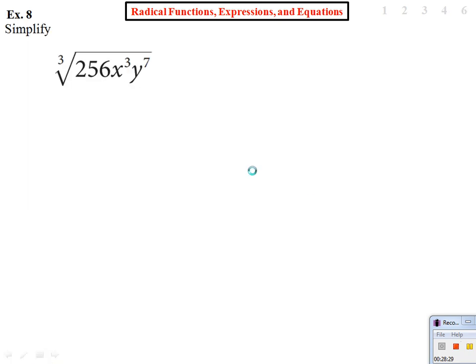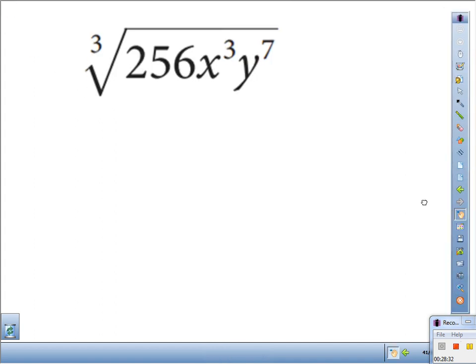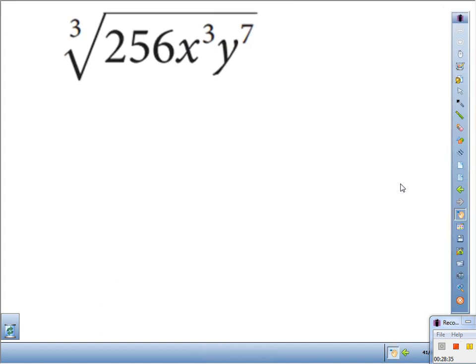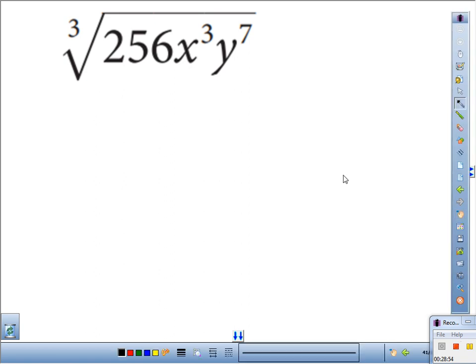Example 8 reads, simplify. Cube root of 256 x cubed y to the 7th. Guys, it looks more fun than what it is. You'll see right now, okay? So here we go. Let's do the first step together. Look at it. We have a radical to the 3rd, so this is cube root of all this. So in order for it not to be so much, I'm going to split it up into 3 radicals. Why 3? Because we have a number, we have an x value, and we have a y value.